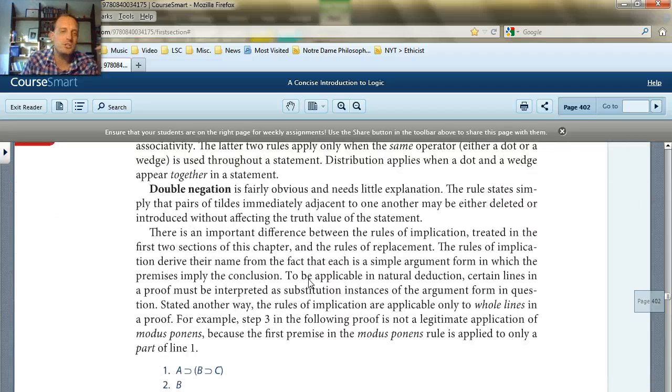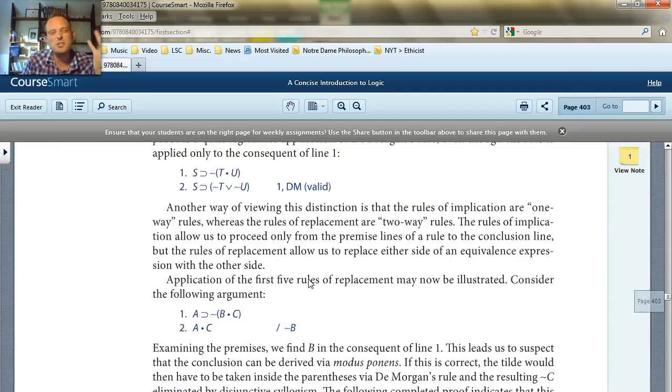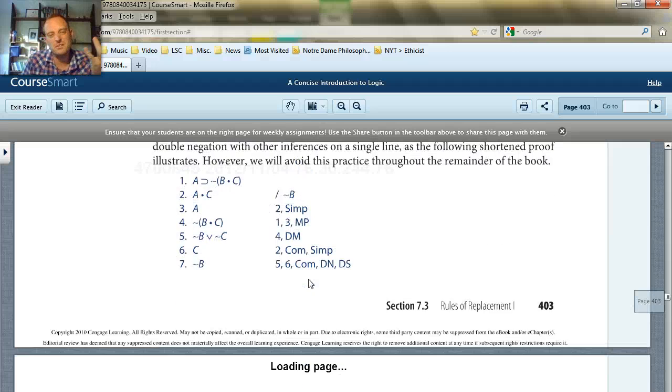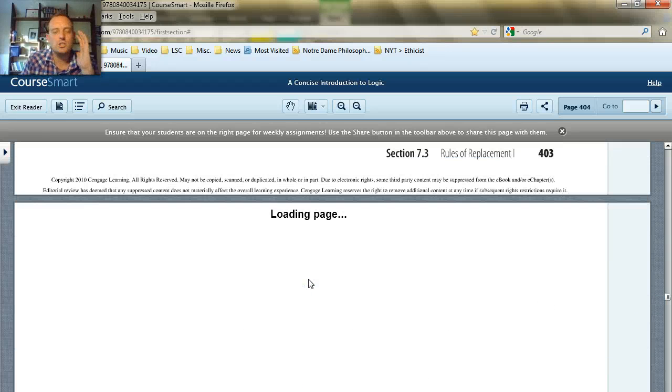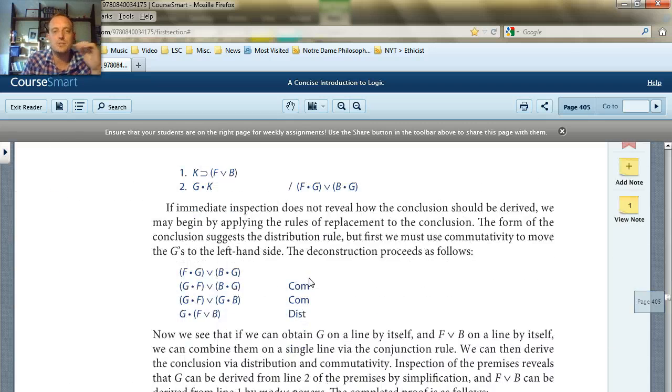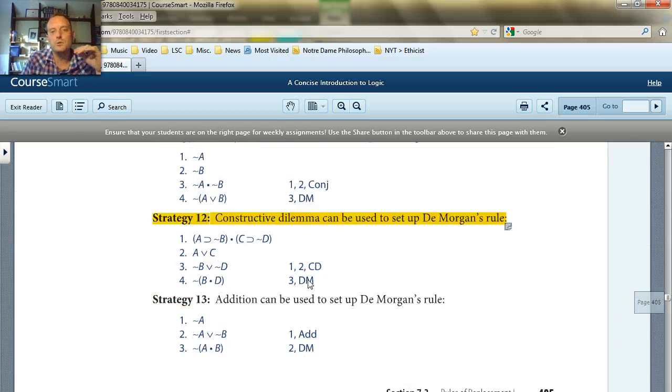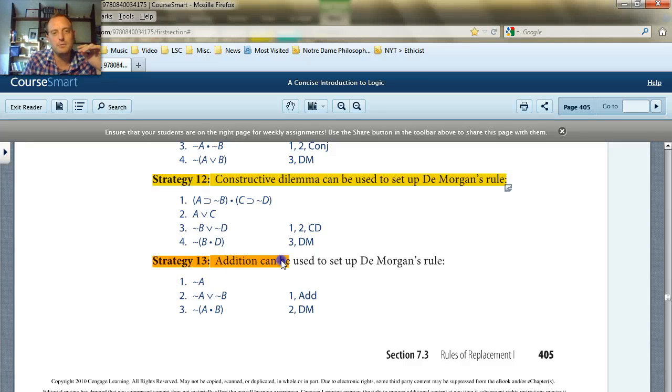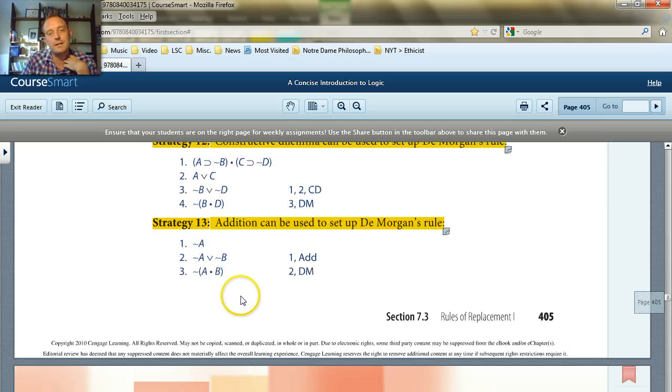Ultimately, these strategies are sort of hints. But I would encourage you, instead of thinking about the strategies, just practice these problems, and then you'll get to the place where you don't need the strategies. Essentially, you'll be able to know what to do simply because you've done it a number of times. But you can set up an addition in order to do a DeMorgan's. Remember, since you can add anything, you can add that negative in there.